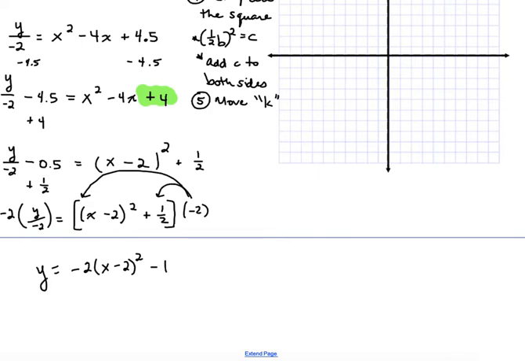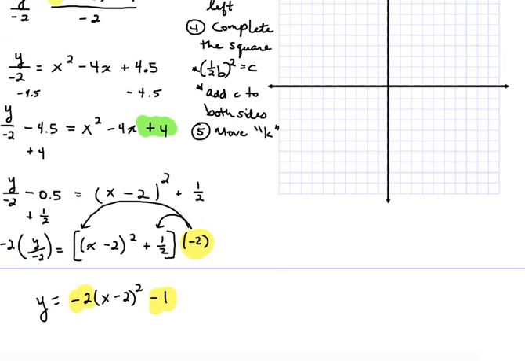So again, the thing that I want you to pay careful attention to is that when you're distributing this negative 2 back in, it will end up as our a value, right in front of that squared term, and it also needs to be distributed into whatever that addition or subtraction part was in the second one. So it's actually going to be distributed back in. Okay, so then I can take this equation that I've got, and now I can graph it.